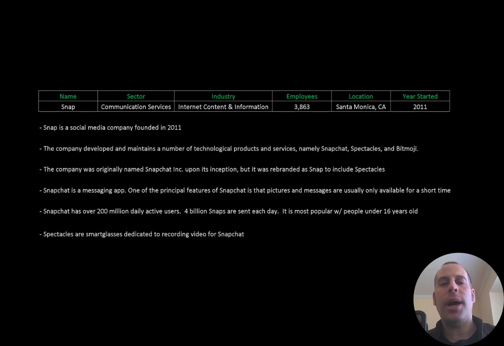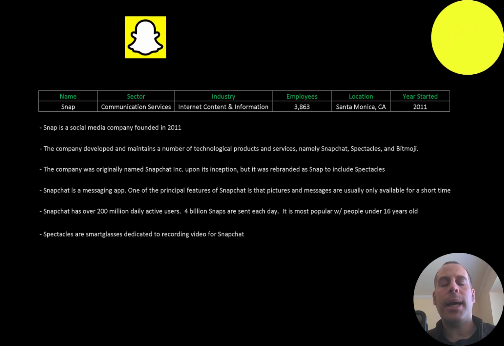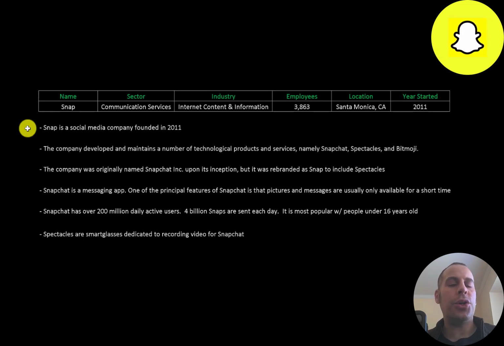In this video, I'm going to walk you through the process of valuing Snap stock by analyzing their financial statements and dissecting their financial ratios so we can determine if it's a buy or a sell. Snap is a social media company founded in 2011. The company developed and maintains a number of products, mainly Snapchat, Spectacles, and Bitmoji. The original name of the company was Snapchat, but it was rebranded as Snap to include Spectacles.